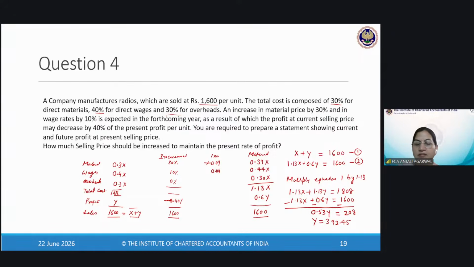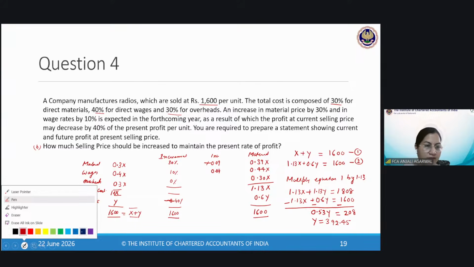You are required to prepare a statement showing current and future profit at the present selling price. And the second part is how much will you increase the selling price to maintain the same percentage profit. We'll come to that later. So far you have solved this.